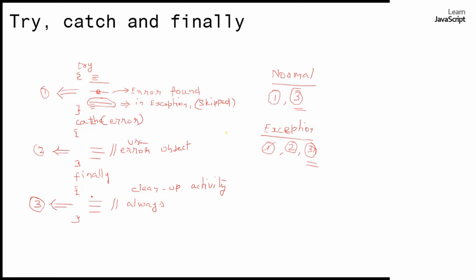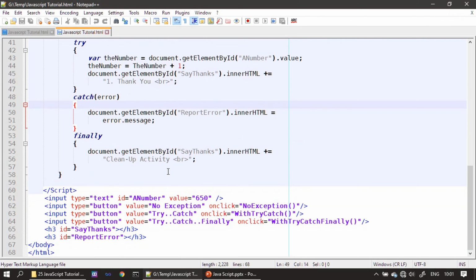All right, now we will see an example. It's demo time. So here is the example. We have an input type text. So only one field here where we can provide a number.